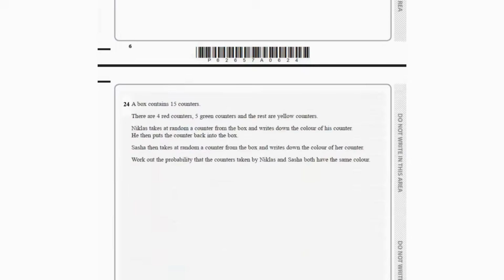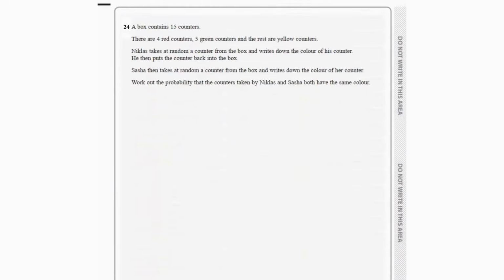Then next you can get conditional probability. So it says a box contains 15 counters. There are 4 red counters, 5 green counters, and the rest are yellow counters. So red is 4, green is 5. So 15 are total. So yellow are going to be 15 minus 4 minus 5, and that gives us 6.